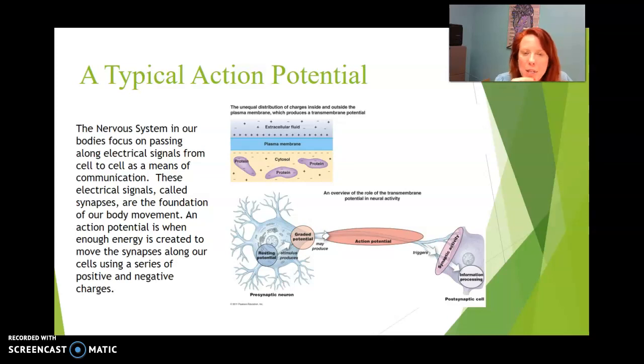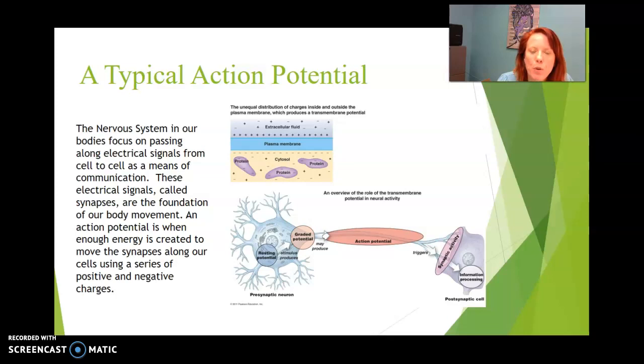Okay, so I go into explaining what an action potential is. And the reason why I do this is because both the book and the content talk about depolarization and repolarization right away, but they don't really explain what it is and why it's happening.